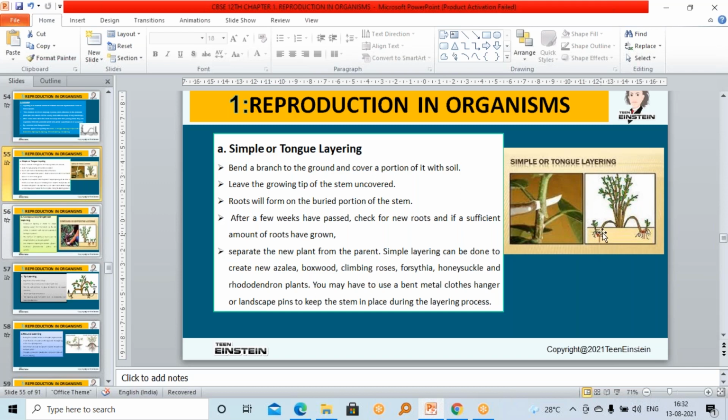And after a few days, the buried portion will start inducing roots. After a few weeks, we can check whether the root formation is sufficient or not. If it is sufficient, we can cut the newly formed part from the parental part and grow it as a separate plant. So which are the examples? Climbing rose and rhododendron. These are the examples for simple layering plants. In these plants, we use this method, simple layering.